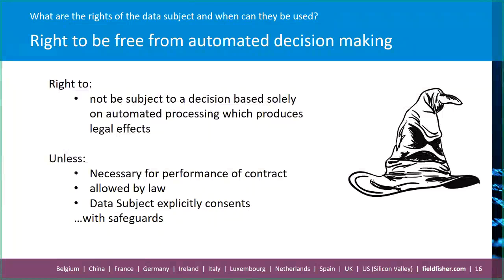This only doesn't apply if the decision is necessary for the performance of a contract, it's allowed by a local law, or if the data subject explicitly consents, which is hard to really imagine in practice. And all three of these also have to have some safeguards. So, for example, you may have the right to have a human intervene. So you could say to the bank, I don't want the robot making that decision. I'd like a person to review it. It is set out as a right of yours, the individuals, but in practice, it's more the obligation of the controller to make sure they're complying with this.